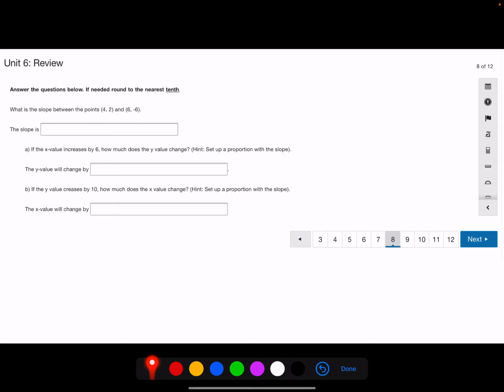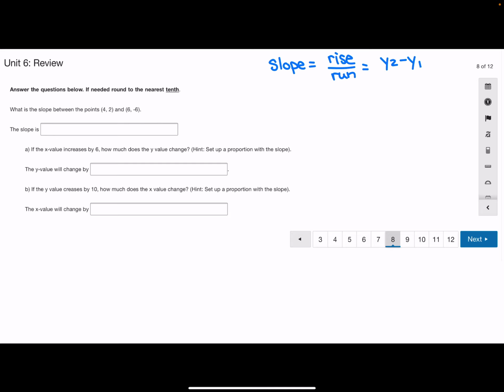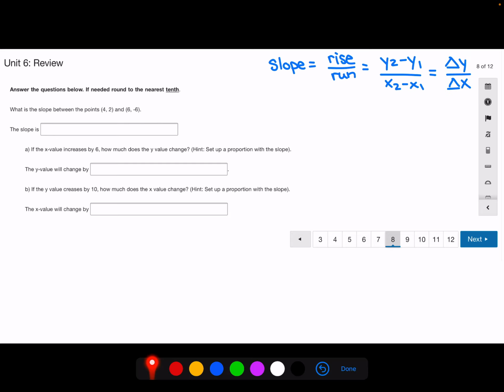Now, if we recall, slope is written in a lot of ways, and they're all ratios. Slope is equal to rise over run, which is y2 minus y1 over x2 minus x1, which is equal to delta y over delta x. Now again, this triangle symbol, within algebra, is the Greek letter delta. And delta means change in.